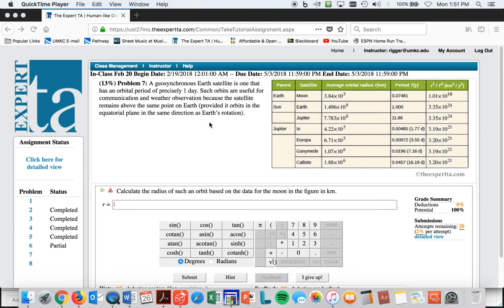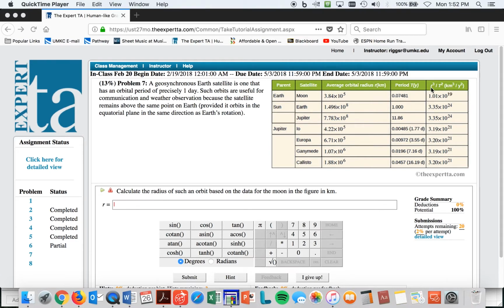So, in other words, what we're going to do is turn the moon into a satellite instead of having it go around. This is its orbit, its period, and so on. Instead of using this for its period, we're going to solve for r here.